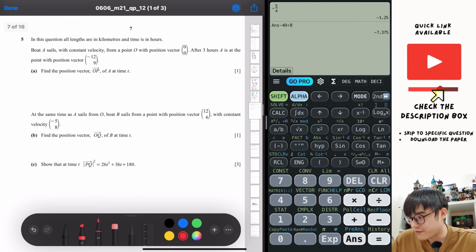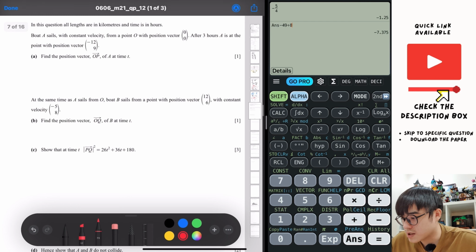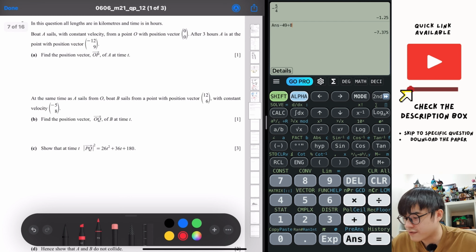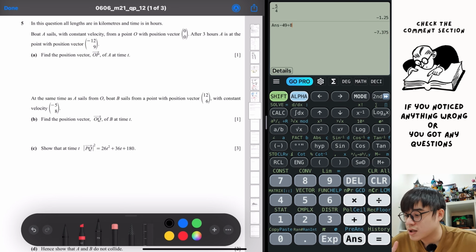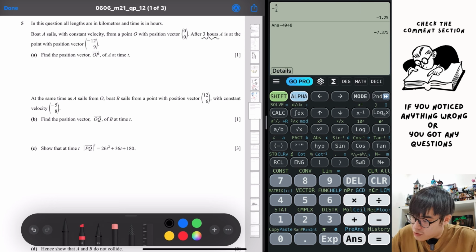Moving on to question 5. This is your relative velocity. They mentioned the position vector was 0, 0. In 3 hours' time, we have a position vector of 12 and 9. Find the position vector OP of A at time t. So if this is the case, these 3 hours here play a crucial role. You must know that t equals 3, and you have something here that you're trying to find.